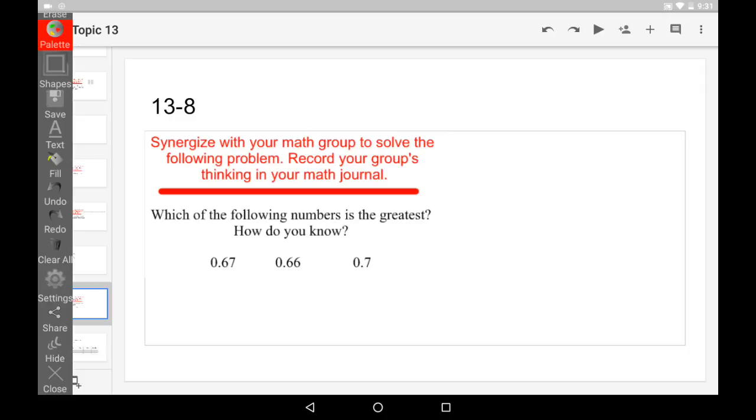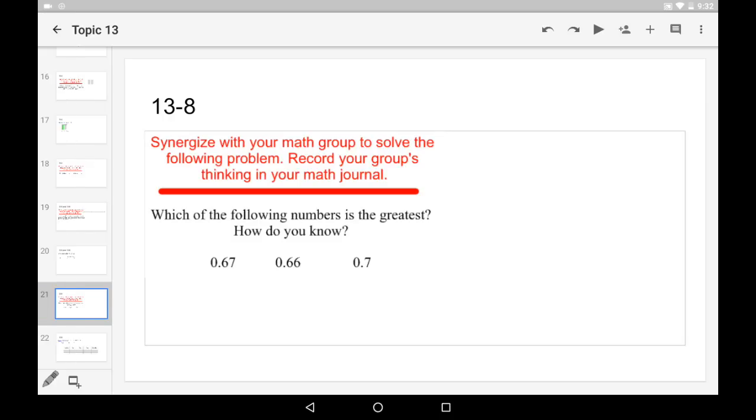Okay, so we have here, which of the following numbers do you think is the greatest and how do you know? So we're looking at these three numbers, and this is 67 hundredths, 66 hundredths, or 7 tenths. Okay, and if you look at these numbers, I want you to take a guess at what you think is the largest right now before we get into the next slide and really look at how we determine which one is the largest. Okay, so let's make our prediction, and then now let's take a look at our next slide in our place value chart.